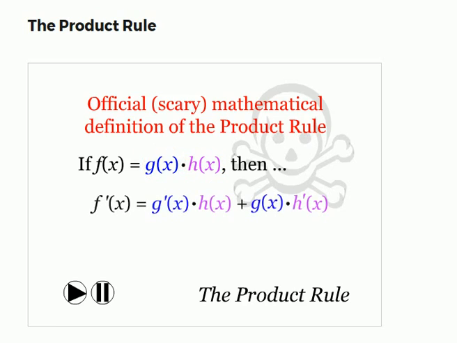To find f prime of x, we use the same process we did a second ago. We take the derivative of the first piece and multiply it by the second piece left alone. Then add the first piece left alone times the derivative of the second piece.